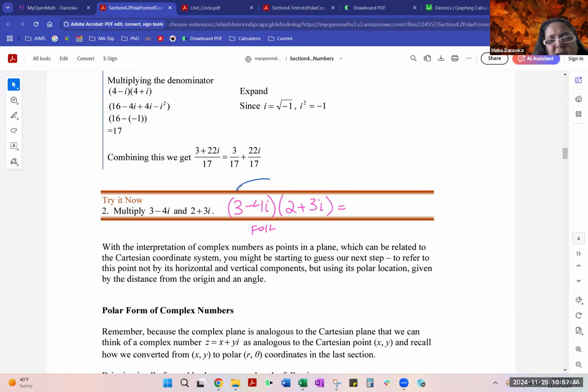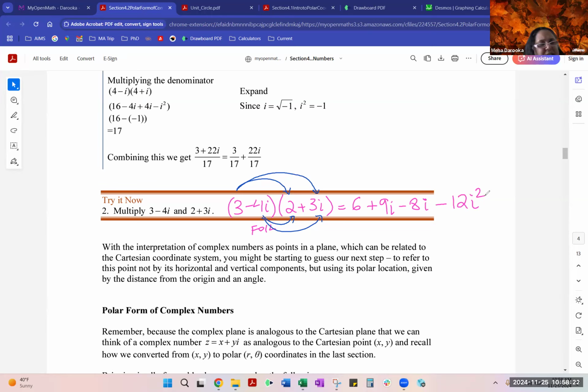All right, so of course, since we're talking about FOIL, you multiply the first terms, the outer terms, the inner terms, and the last terms here. So you are doing 3 times 2, which will of course be 6. 3 times 3i would be positive 9i. And then let's see, negative 4i times 2, so that would be what? Negative 8i. And then negative times positive would be negative 4i times 3i. 4 3s are 12. And of course, you would have i squared, right?